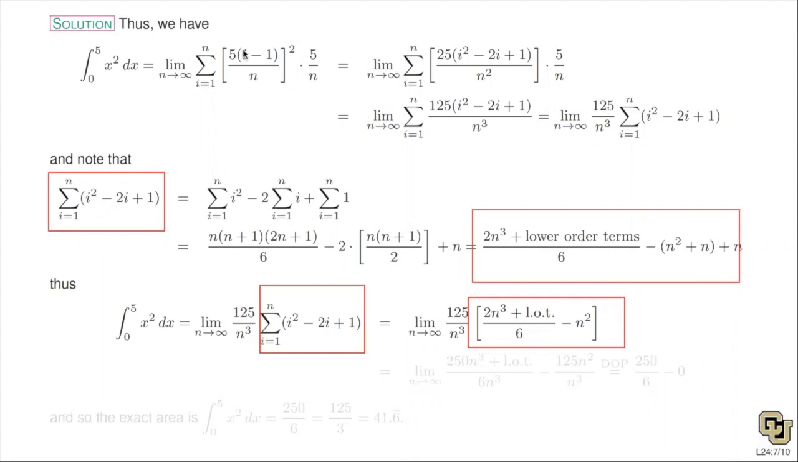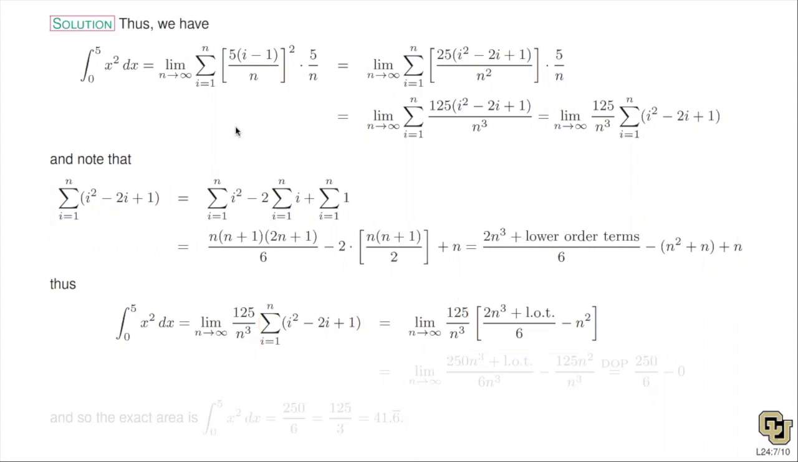So now to end, I'm going to distribute this 125 over n cubed to both terms and do dominance of powers. So when I do that, 125 times 2n cubed is 250 n cubed. In the denominator, n cubed times 6 is 6n cubed. Here, LOT is just the lower order terms. I don't care about the n squared term, the n term, the constant, because I'm doing dominance of powers. 125 over n cubed times minus n squared is minus 125 n squared over n cubed.